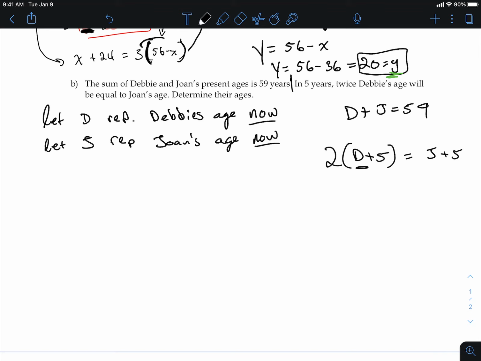Tobias: I'm still a little confused because I've kind of done some math beyond this point. You mean in this question? Yeah, this question. If you have Debbie's age and then Joan's age, like the 2 bracket D plus 5 bracket plus J plus 5. Yep. And also in the first equation, you have to bump up the 59, right? Like both of their ages add to 69, right? Yeah, but that's why we made our let statement to be right now.